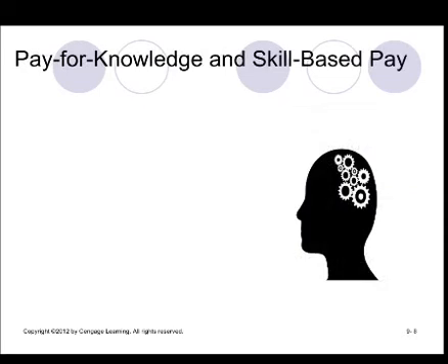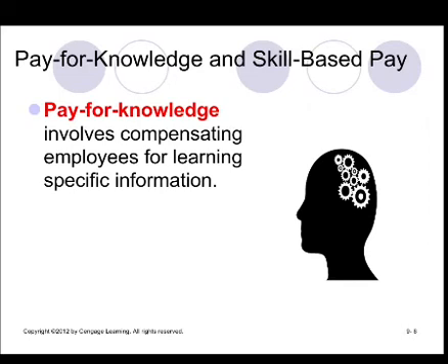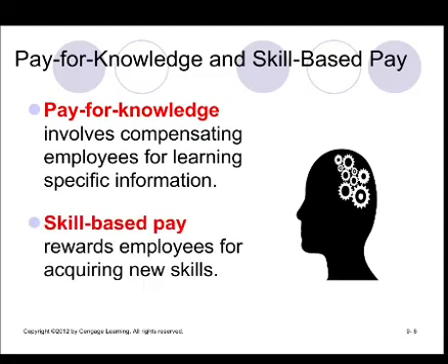Pay for knowledge and skill-based pay. Pay for knowledge involves compensating employees for learning specific information. I couldn't think of an example of this one. And next is skill-based pay. Sometimes you are being paid for learning something, and in the end, you will be used because you know that something. Skill-based pay rewards employees for acquiring new skills.